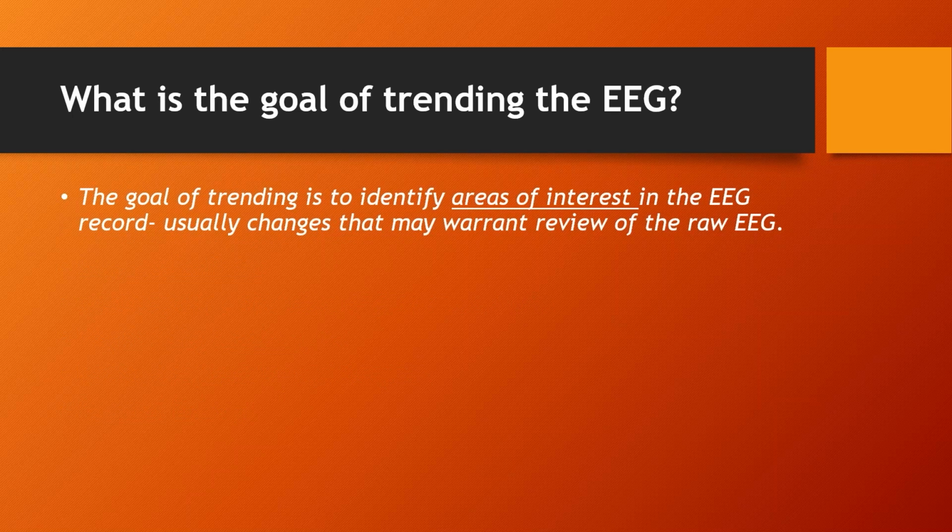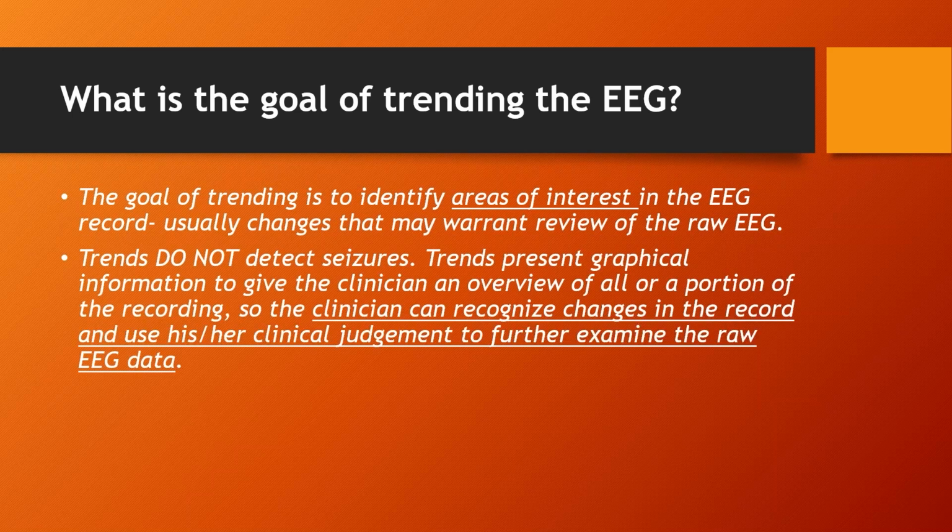Again, if you don't recall anything from this presentation, the one thing I want you to remember is what the purpose of trending is, and that is to identify areas of interest in the EEG. Typically, these are changes in the trend that we're trying to identify, and those changes draw our attention to the raw EEG. Trends don't detect seizures. I may slip up and say that a trend shows us a seizure, but really what it's doing is showing us a change in the record.